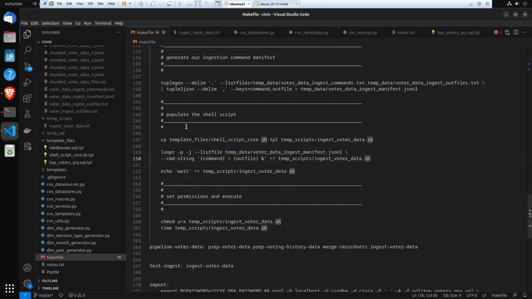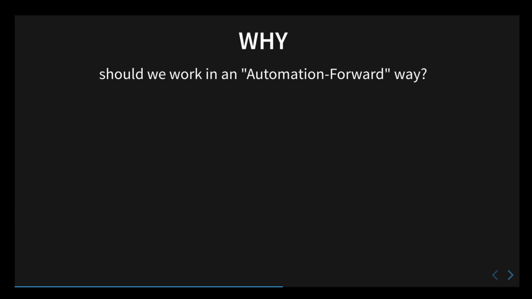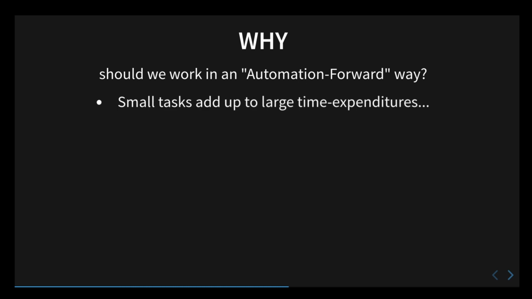So these are core ideas in the Mercury philosophy, the Mercury method for building data pipelines. Why should we think about things in a way that's automation forward, in a way that privileges automating small tasks? Small tasks add up to large expenditures of time. You know, it's the things that you do 50 or 100 times a day that exert drag on a project.